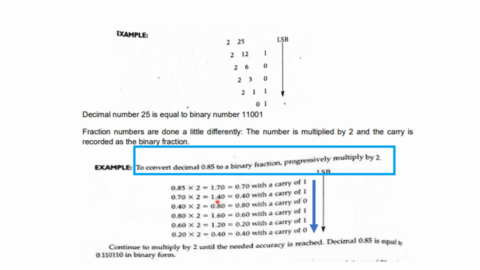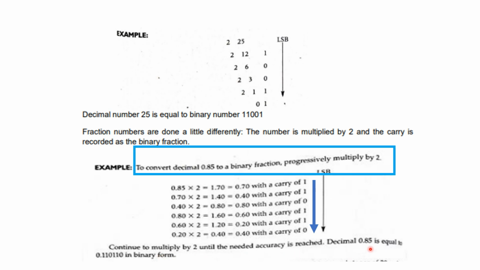Then 0.70 times 2 is 1.40. You get the 1. So it becomes 0.40. 0.40 times 2 is 0.80. So you get the 0. 0.80 times 2 is 1.60. So you get the 1. And then 0.60 times 2, and so on. There's no need for us to repeat here. So continue to multiply by 2 until the needed accuracy is reached.